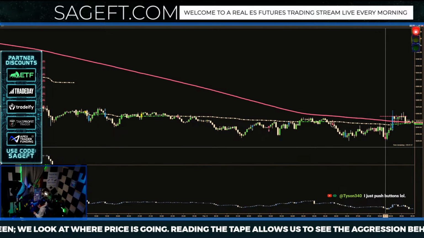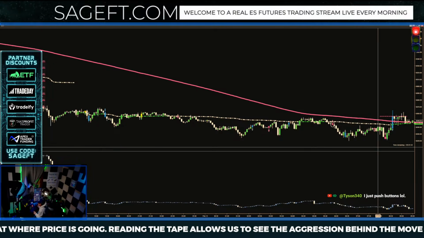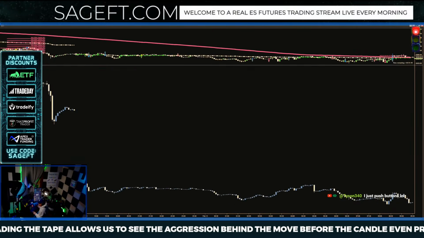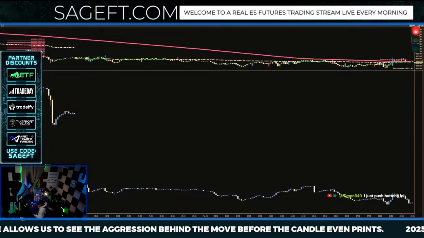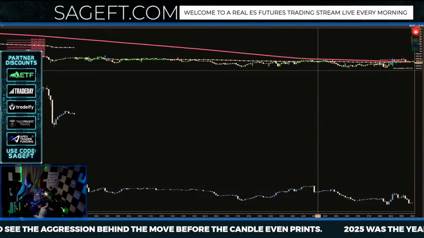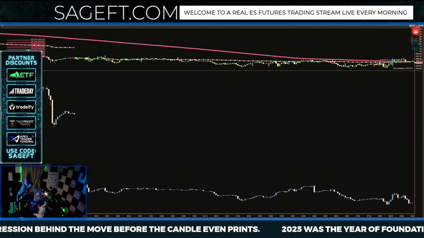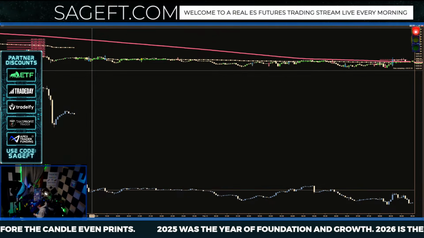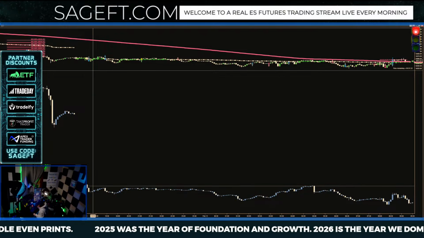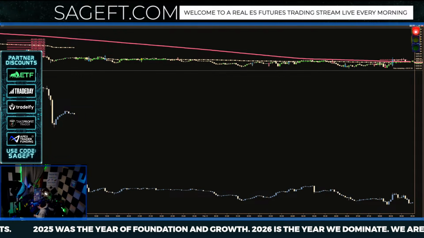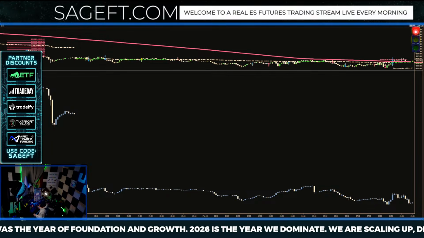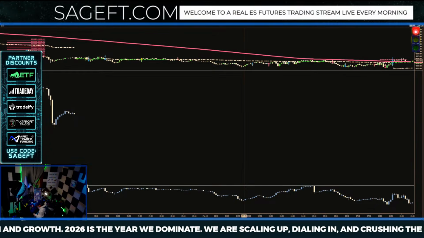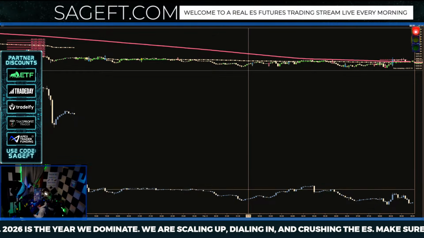Okay, looking at the CVD, the way that we have to look at the CVD is I'm looking at this as the locals. Now, the locals don't always win. The locals are professional traders that you can't say they're great at it, but they're good. They have capital behind them, right? They're the guys that are in the institutional pit.